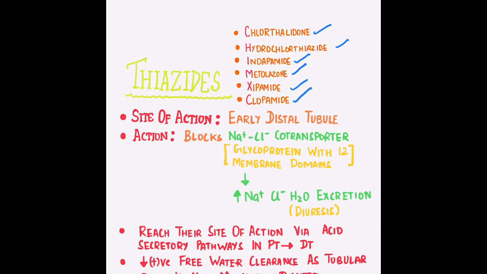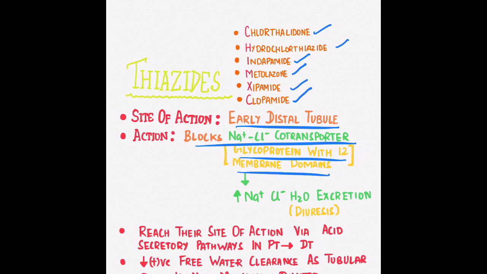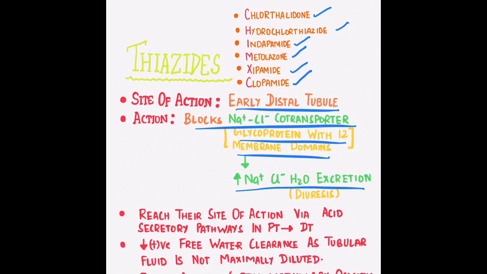They generally act on the early distal tubules, where they block the sodium chloride cotransporter. The sodium chloride cotransporter is a glycoprotein with 12 membrane domains, which ultimately causes increased excretion of sodium, chloride and water, and hence causes diuresis. And we will discuss its mechanism a few moments later.